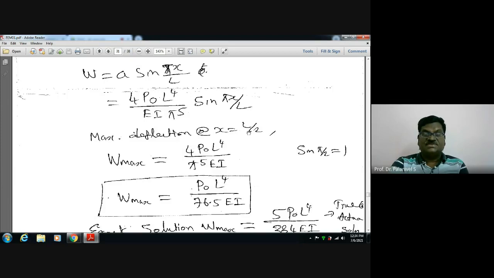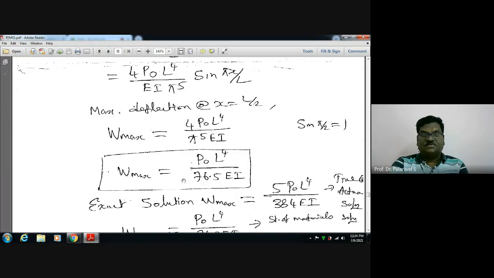Maximum deflection at x is equal to L/2. You know, in a simply supported beam, the deflection is maximum at the center. So maximum deflection at x equal to L/2. Substitute x equal to L/2 in this. So W max becomes 4 P0 L^4 divided by π^5 EI. Compute this in the calculator: π^5 divided by 4. Bring this one divided by 4. You will be getting P0 L^4 divided by 76 EI.